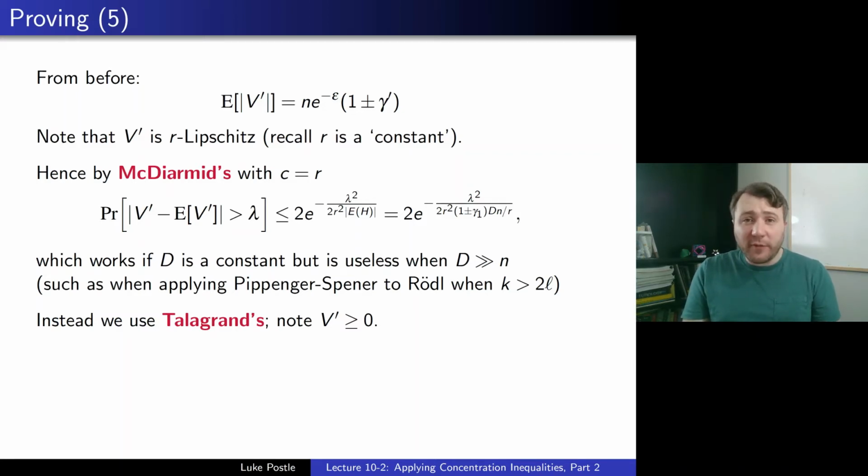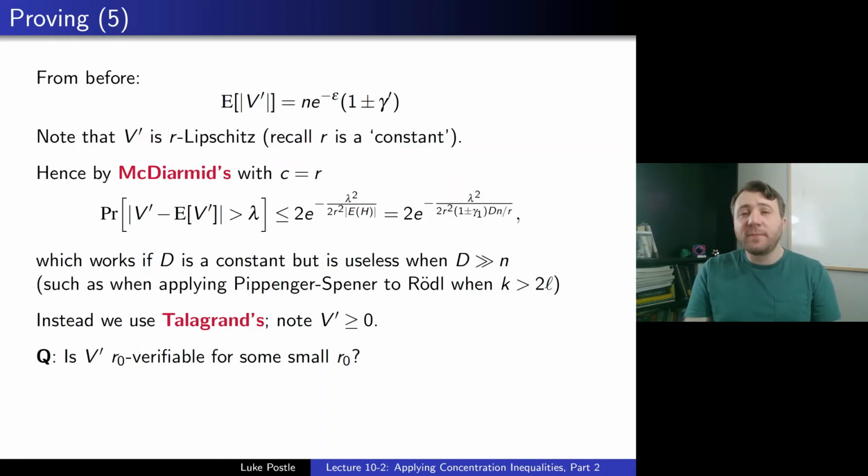And we knew from above that it's Lipschitz for when c is actually r. So the last question is: is v prime r naught verifiable for some small r naught? Because then we'd be in business if we're Lipschitz, non-negative, and verifiable for something like constants. You might want to pause the video and think about that. Is this the number of uncovered vertices? Can you verify that quickly, that there's a lot of them? So I'll give you the answer.